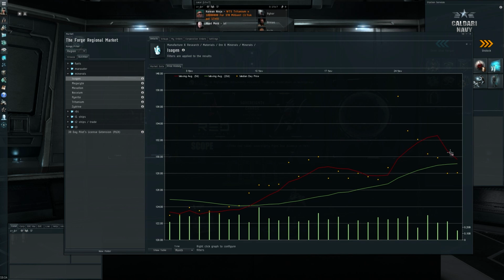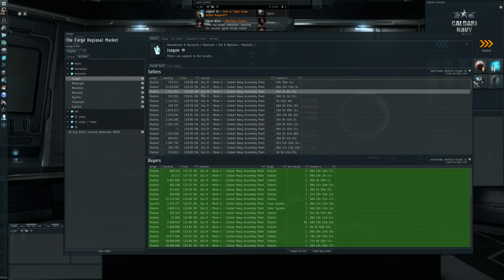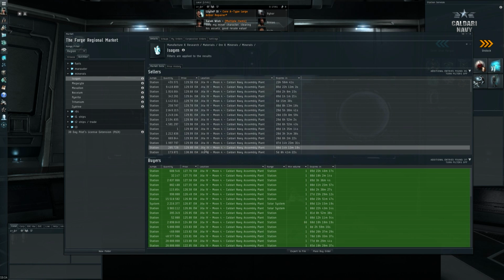But I do expect this to go down just a little bit on the chart side, and that prices will settle closer to 126 than the 130 we're seeing now in the sell orders. Because there's a bit more supply here than there is demand at the moment for the price at 130. So yeah, pretty interesting analysis. Isogen is either going to move sideways, but probably trend down just a little bit as well.